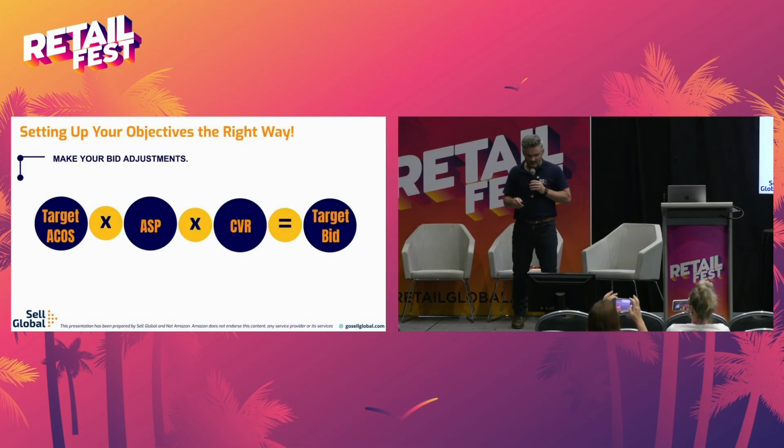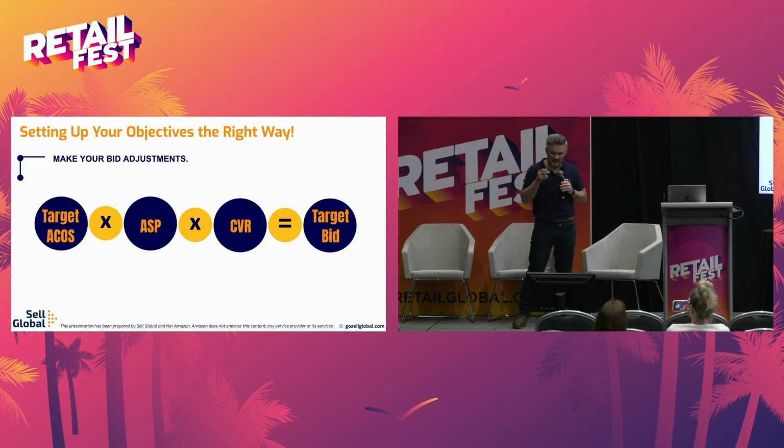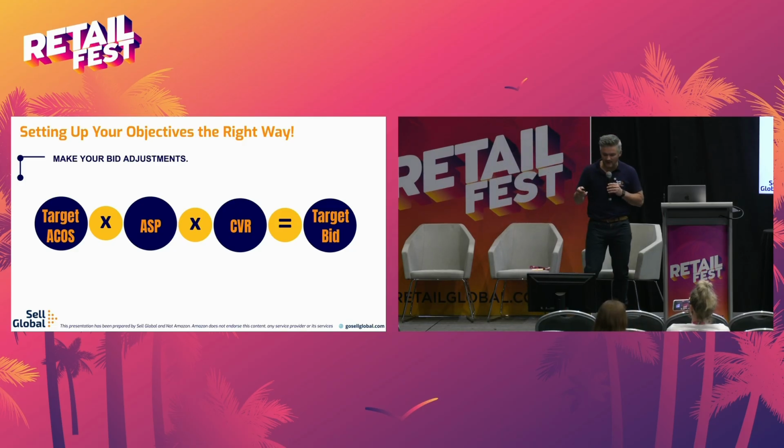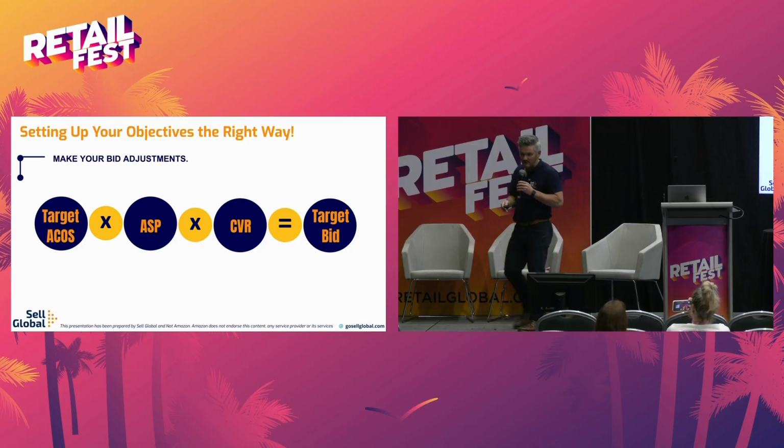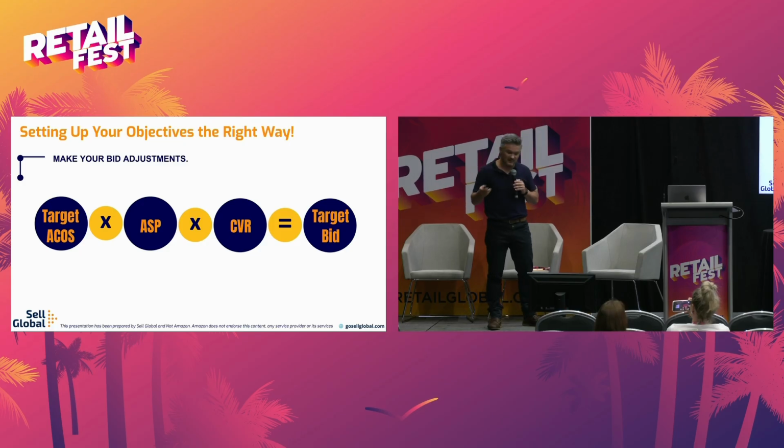Making your bid adjustments. How to actually go into your campaigns and adjust your bids. That's this formula here, which is taking your target ACOS, times it by your average selling price, times it by your conversion rate, and that equals what you can afford to pay. Can I pay 75 cents, $1?